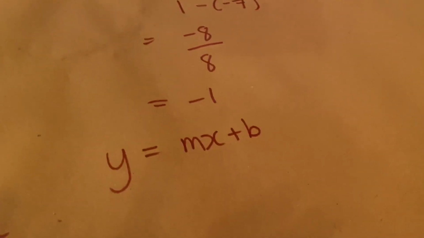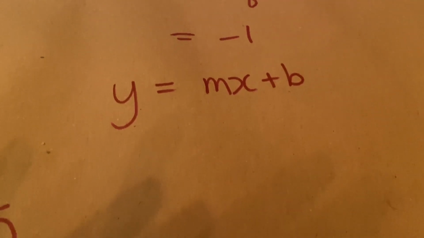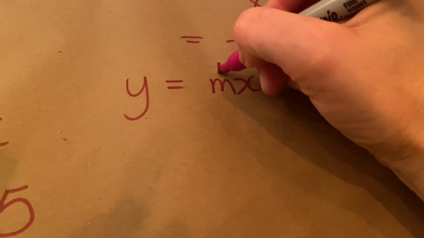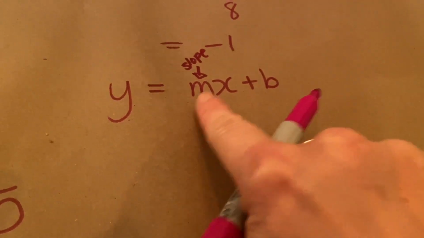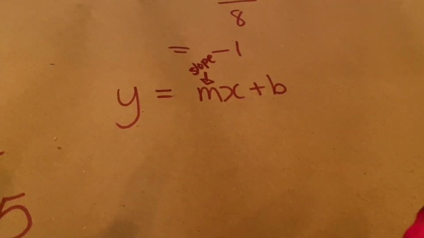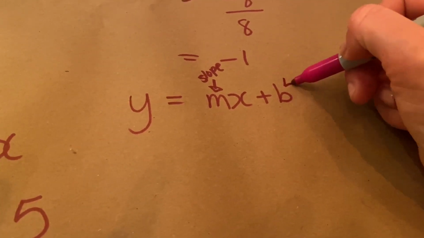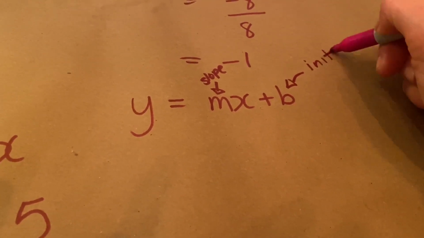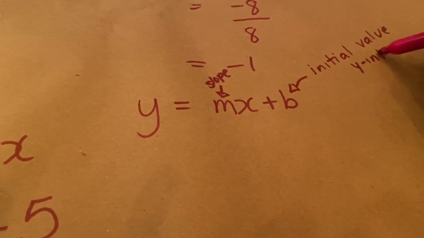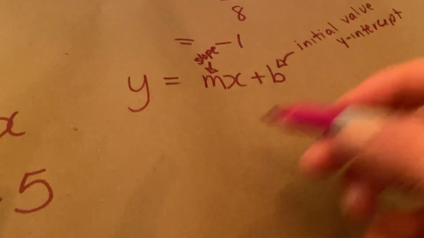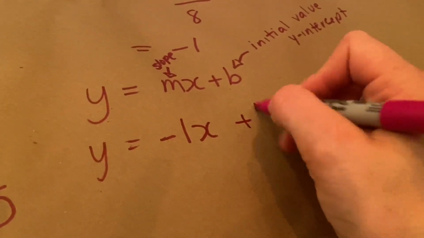This is the equation for finding a line. Remember, we said that the m stands for slope, which we already know. The part that goes with the x always stands for slope. And the other number, the number that's all by itself, stands for the initial value or the y-intercept. So we know right now that it's jumping down 1 every x. We just don't know where it starts.